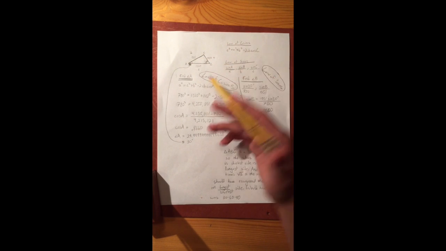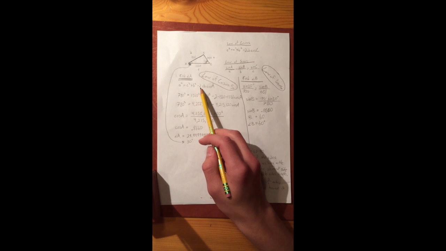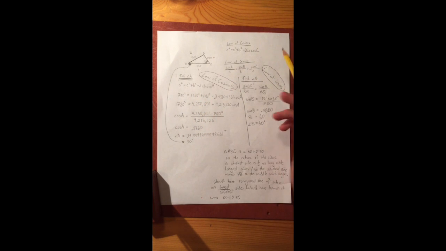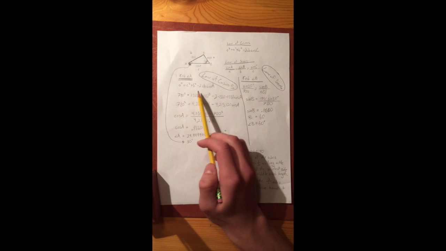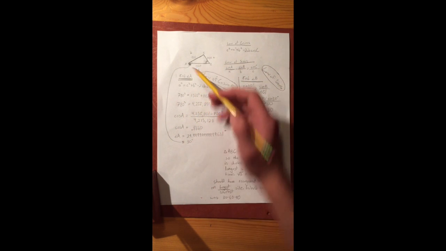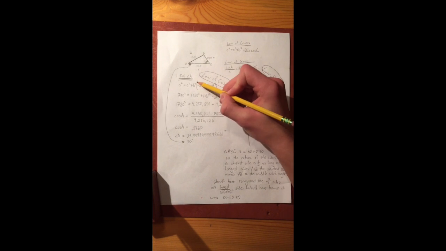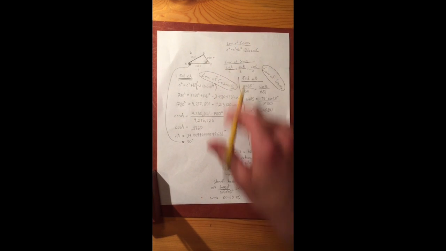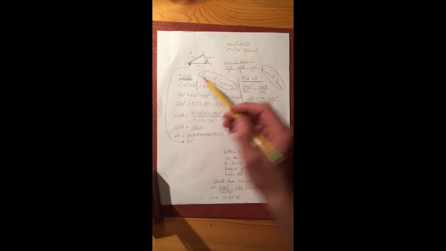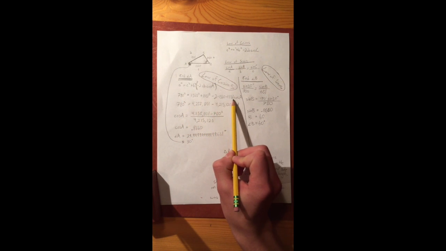So the law of cosines is a squared equals c squared plus b squared minus 2cb cosine A, which is pretty much the Pythagorean theorem, but because this is not a right triangle, we add on this end bit here. In fact, this end bit is actually always here, but it just equals 0 on a right triangle because of the nature of the 90 degrees. So we use that template and just fill in our information here.